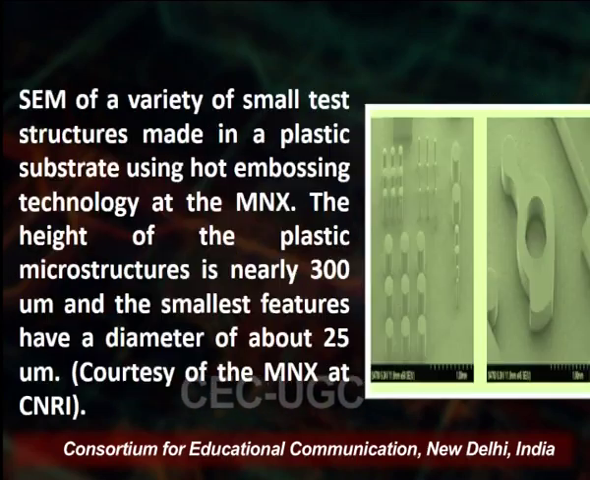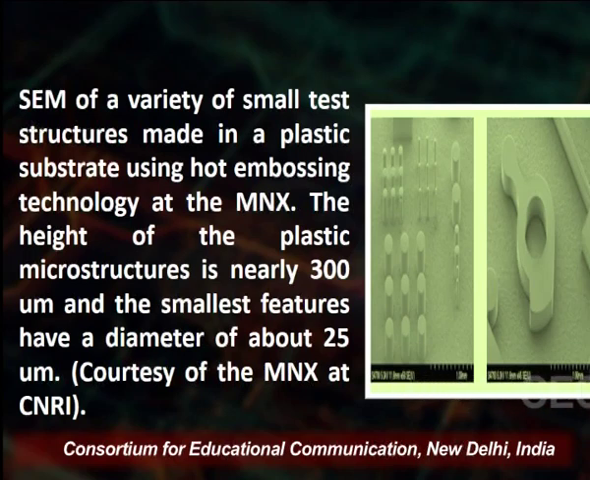Now you see the SEM image of small test structures made in the plastic substrate using hot embossing technology. The height of the plastic microstructure is nearly 300 micrometers, and the smallest feature has a diameter of about 25 micrometers, and that image was taken by CNRI.